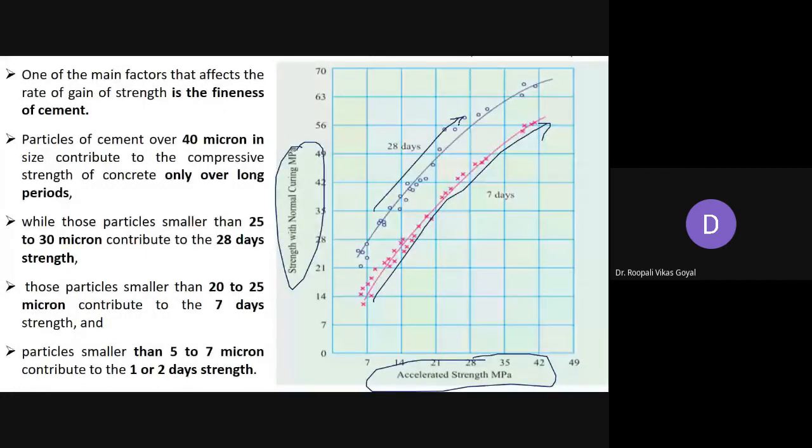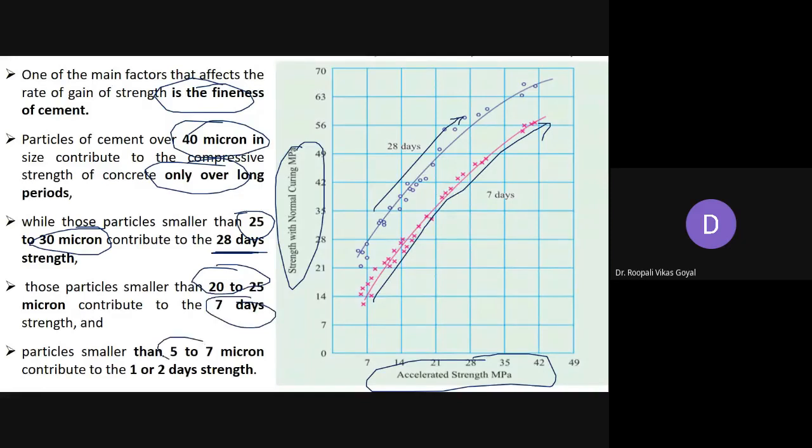One of the main factors that affects the rate of gain of strength is fineness. So fineness is also a very important property. Particles of cement over 40 micron size contribute to the compressive strength of concrete over a long period. A larger size will work over a long period. Cement particles of 25 to 30 micron size normally contribute to 28 days strength, and particles of 20 to 25 micron or smaller contribute to 7 days strength, and generally particles smaller than 5 to 7 micron contribute to 1 to 2 days strength.